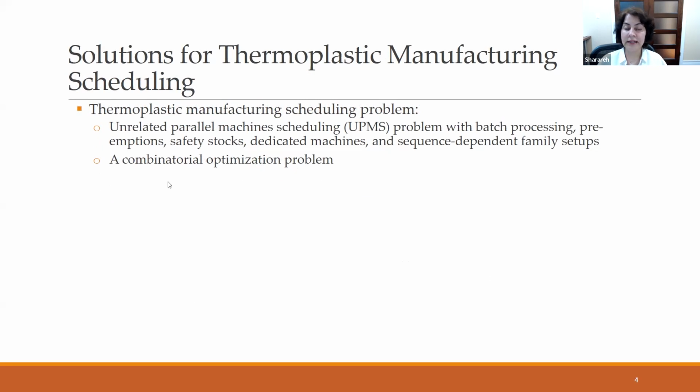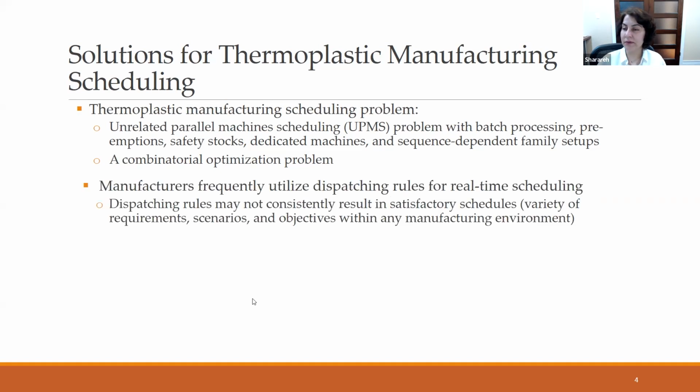Considering all these conditions, we can classify the thermoplastic manufacturing scheduling problem as an unrelated parallel machine scheduling problem, but with some considerations, which include batch processing because products are produced in batches, preemption, safety stock, dedicated machines, and sequence-dependent family setup. This type of problem, which we can shortly call UPMS, is a combinatorial optimization problem which is strongly NP-hard.